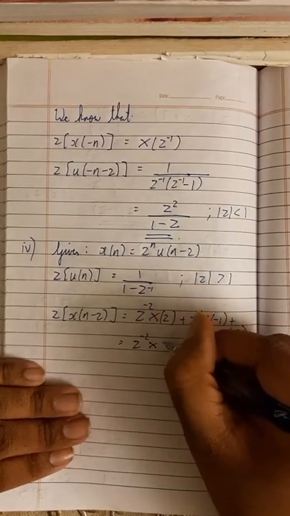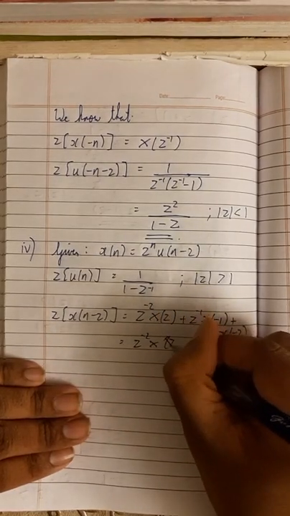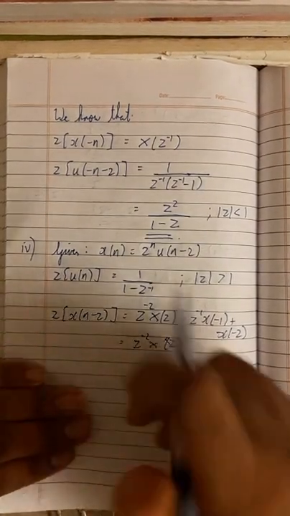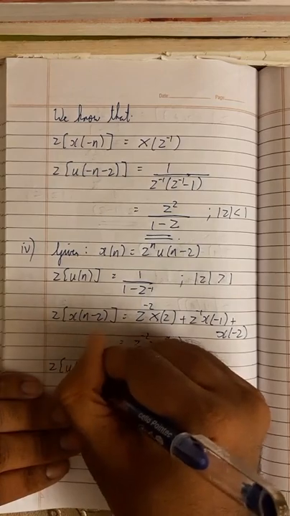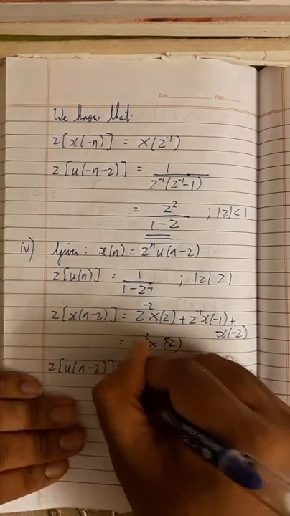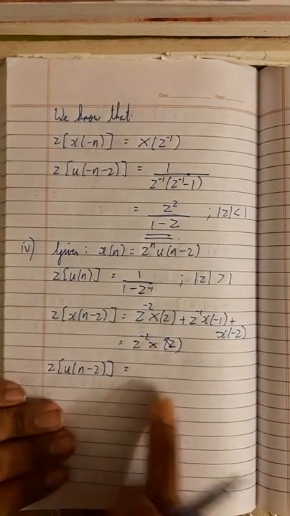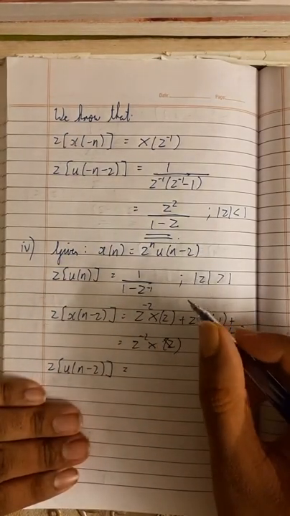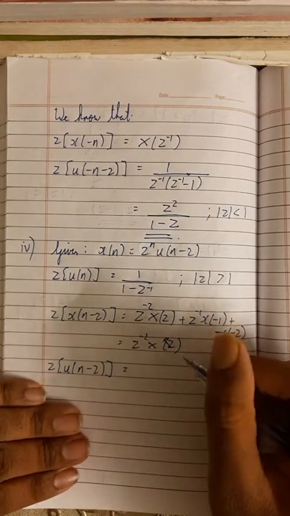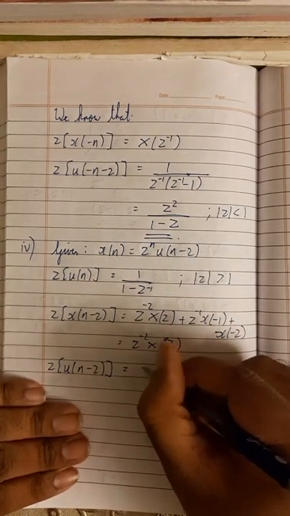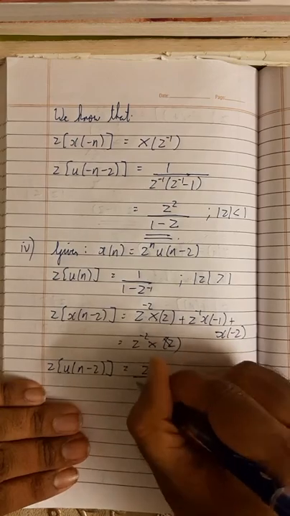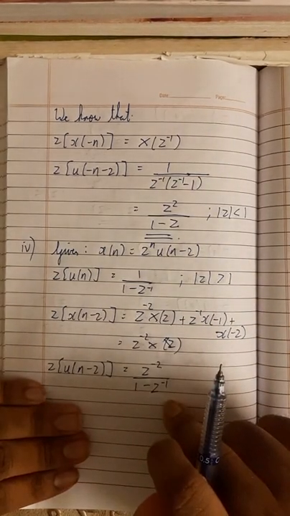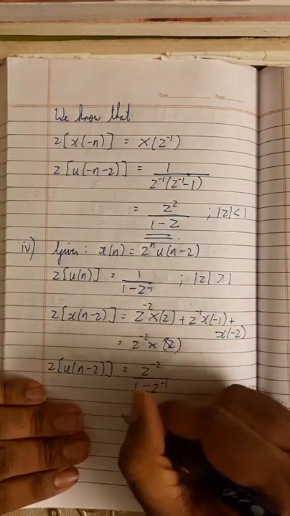Here the initial conditions are all 0, so the equation will be z raised to minus 2 X of z. So in other words, the Z transform of u of n minus 2 is nothing but multiplying this function with z raised to minus 2. This becomes z raised to minus 2 by 1 minus z inverse. Okay, this is it.